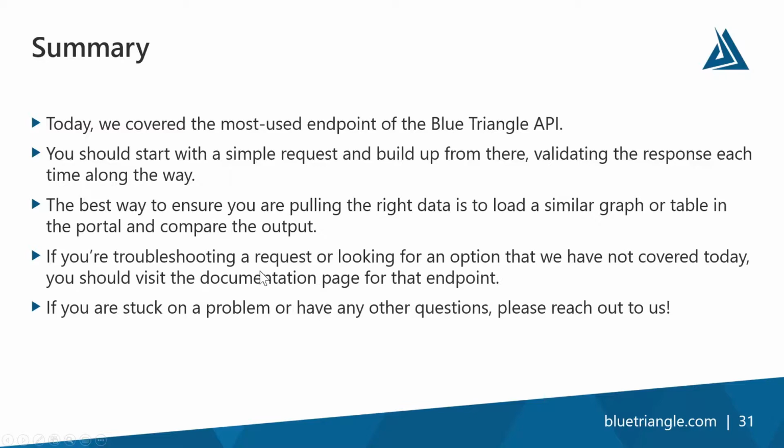All right. So just some closing thoughts now, and some of the key takeaways. Today we went through the performance endpoint, which is really the most used endpoint of the Blue Triangle API. When you're building a request to the API, you should always start with those required parameters and just a simple trimmed down version of what you think you're going to need, and just build up from there. And what you can do is validate the response each time along the way. This makes troubleshooting much easier.